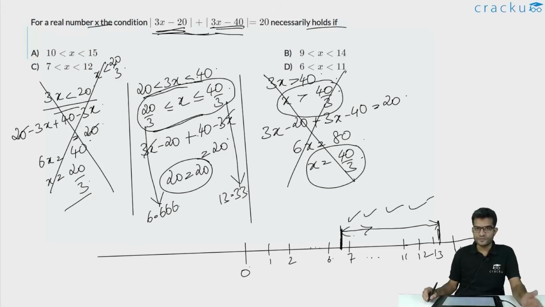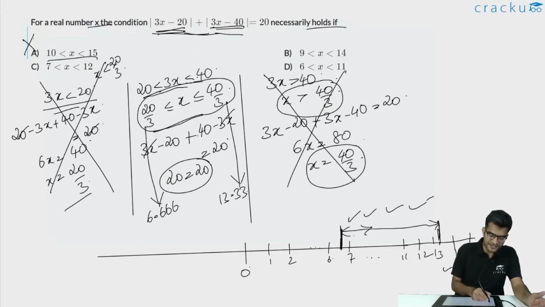If you are looking at the 4 options given to us, we are told that for all values of x which lie between 10 and 15, this equation is true. But that is not the case, because we'll have some values of x which lie between 13.33 and 15, for which this equation is not true. So the first option is not correct.